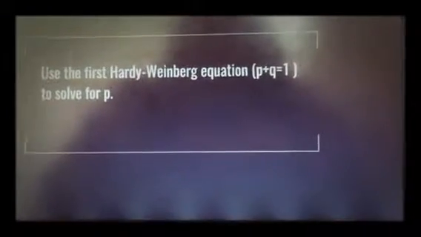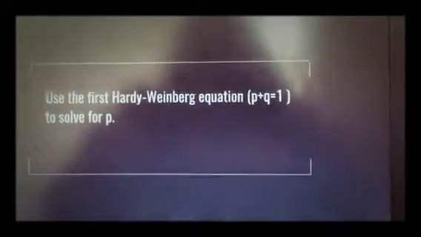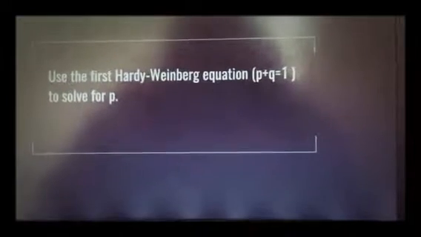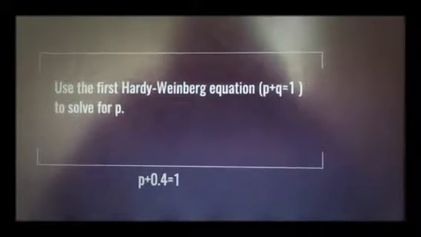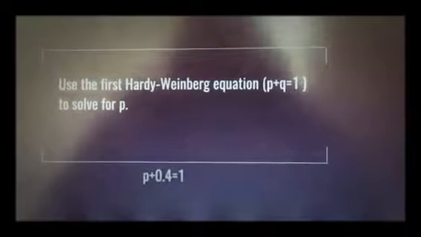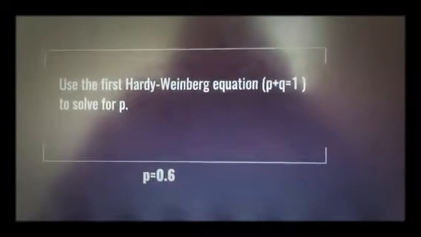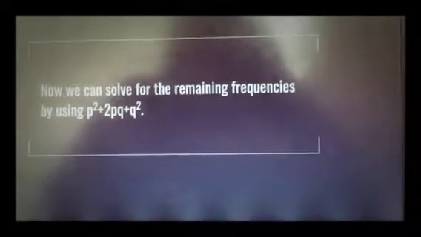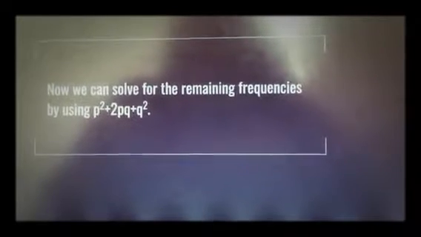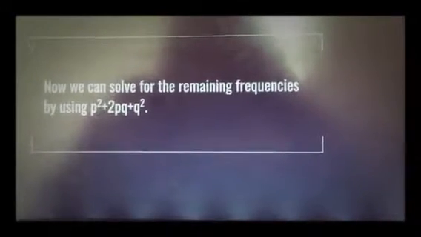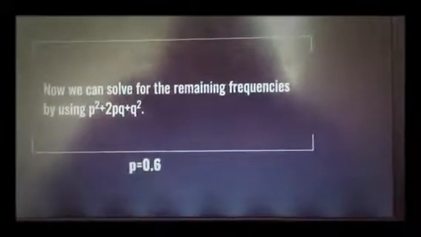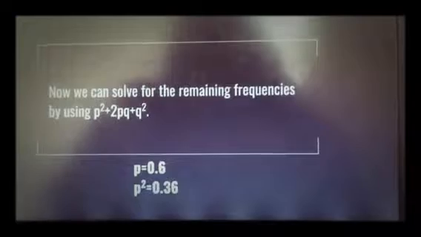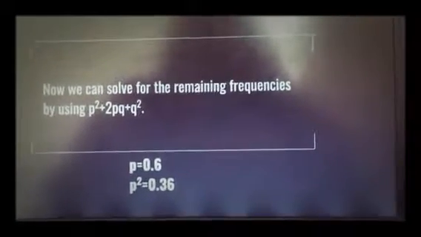Now, using the Hardy-Weinberg equation p plus q equals 1, we can solve for p. So p plus 0.4 equals 1, so in that case, p has to equal 0.6. Since we now know both p and q, we can solve for the remaining frequencies using p squared plus 2pq plus q squared. So p equals 0.6, so p squared equals 0.36.